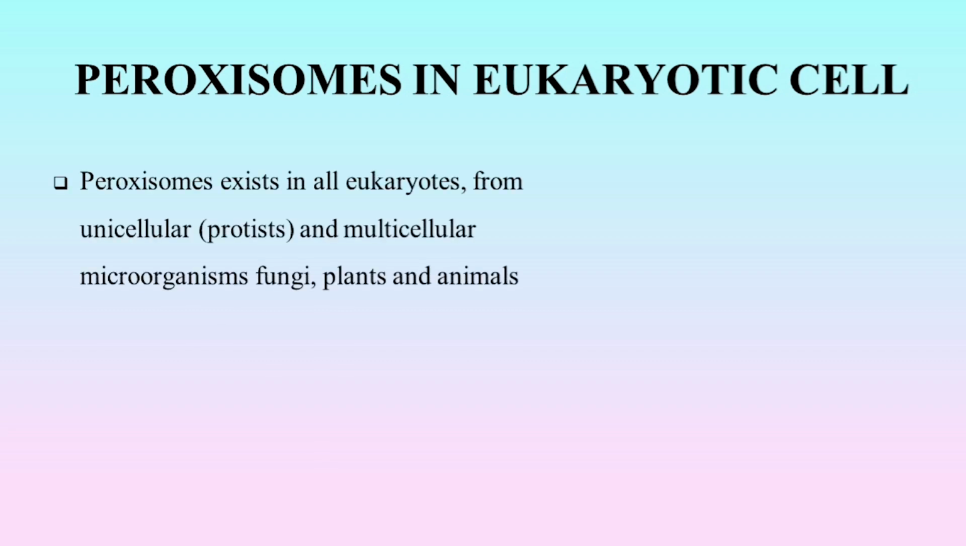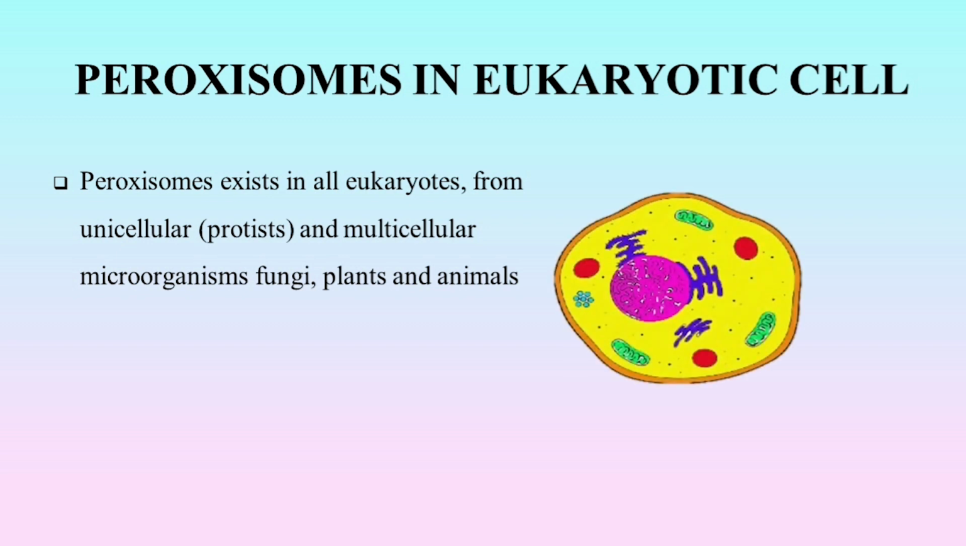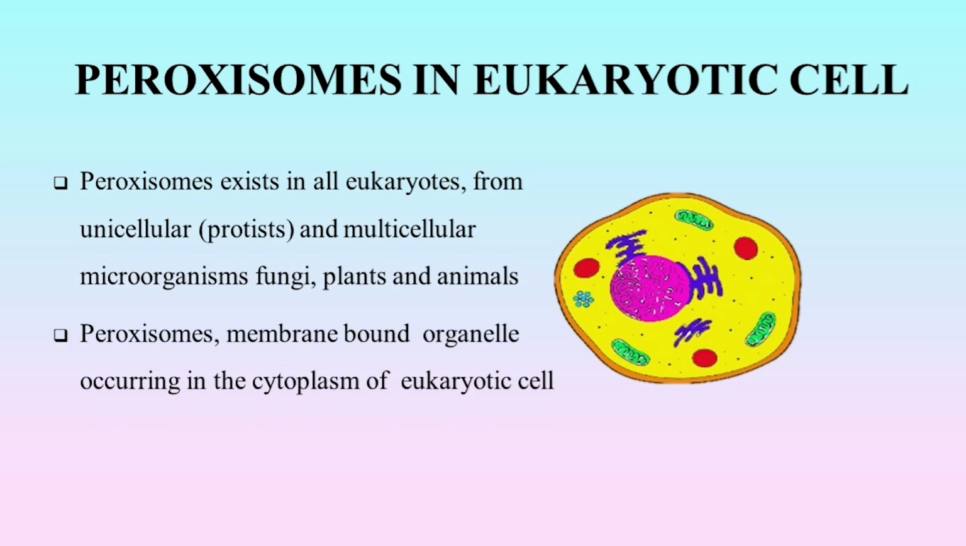Role of peroxisomes in eukaryotic cell. Peroxisomes exist in all eukaryotes, ranging from unicellular protists to multicellular organisms such as fungi, plants and animals. Peroxisomes, which are membrane-bound organelles, occur in the cytoplasm of all eukaryotic cells. Peroxisomes play a key role in the oxidation of fatty acids.